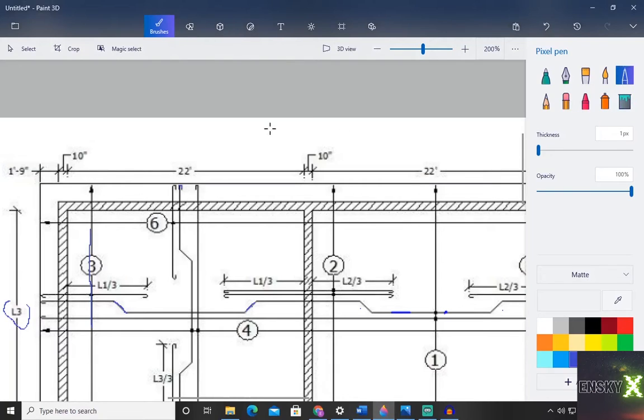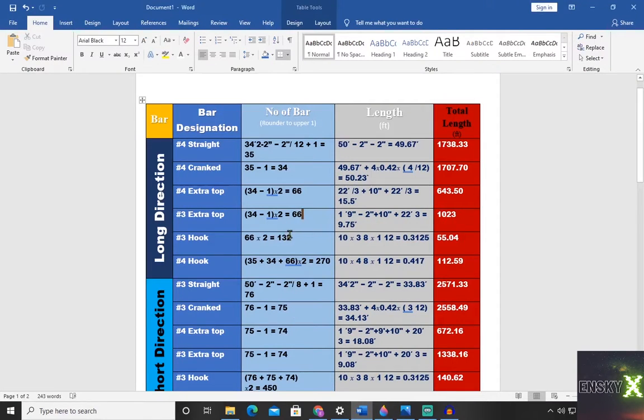Because if we are putting a bar, straight or crank, it doesn't matter. But if we put a hook, then the hook actually goes for both of these two sides. For a single bar, we actually have 2 hooks. So that's why we are putting 2 in there. So 66 into 2, 132.